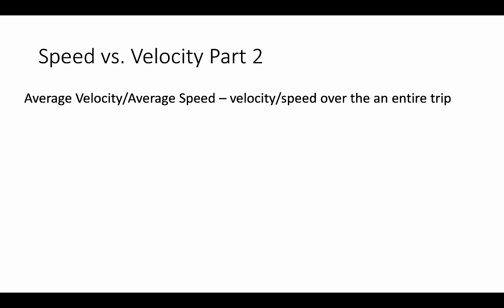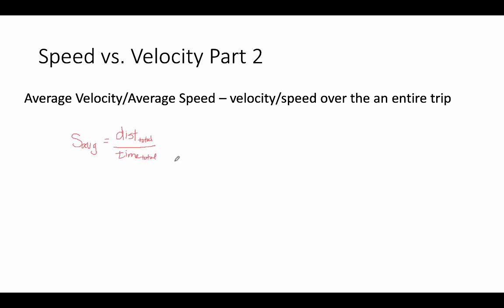Individually during the trip, you might go 60 miles per hour or 90 miles per hour or 10 miles per hour or stop at different parts. But over the entire trip, how fast were you? That's your average velocity. The equations for average speed and average velocity are the ones that we've been using. So we've actually been talking about average velocity and average speed.